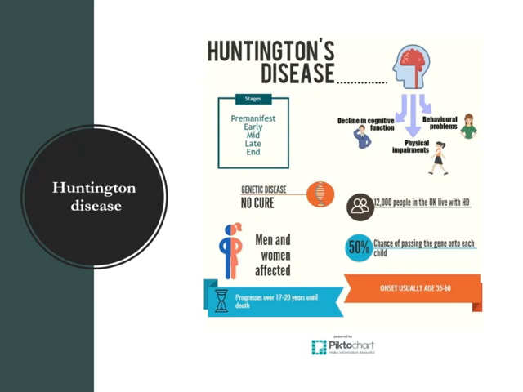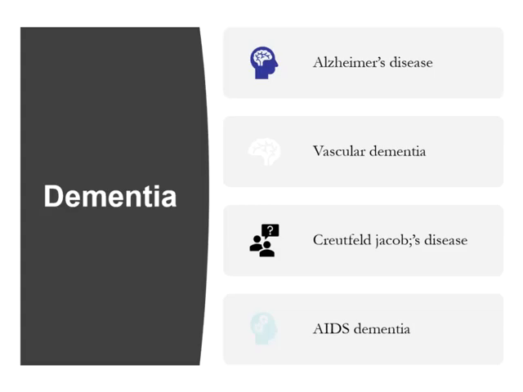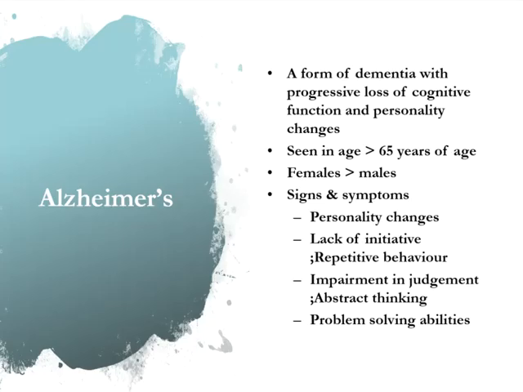Okay, unfortunately no specific treatment is there. That was about the degenerating disease. Now we are going to talk about the dementia, all those forgetfulness. So first one is Alzheimer's disease, then we are going to talk about vascular dementia, Creutzfeldt-Jakob disease, and AIDS dementia. Okay, Alzheimer's, it was already discussed in the class in a very nice way.